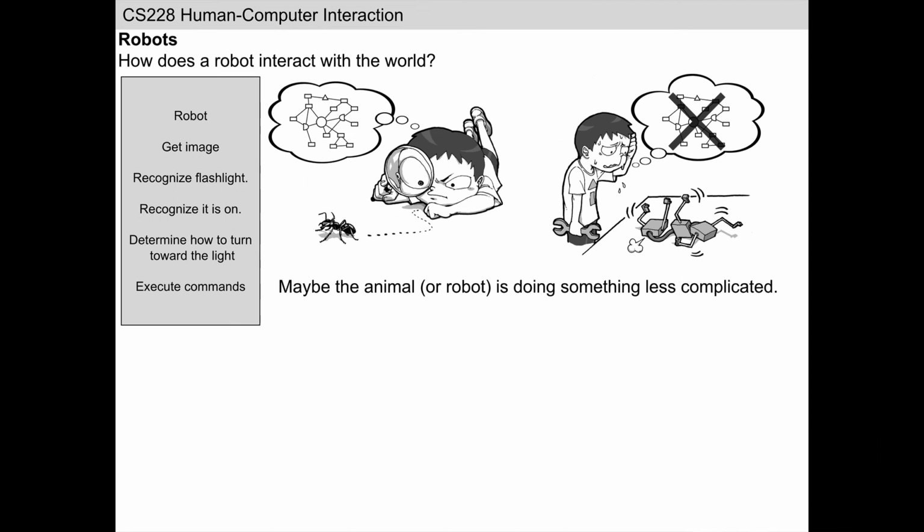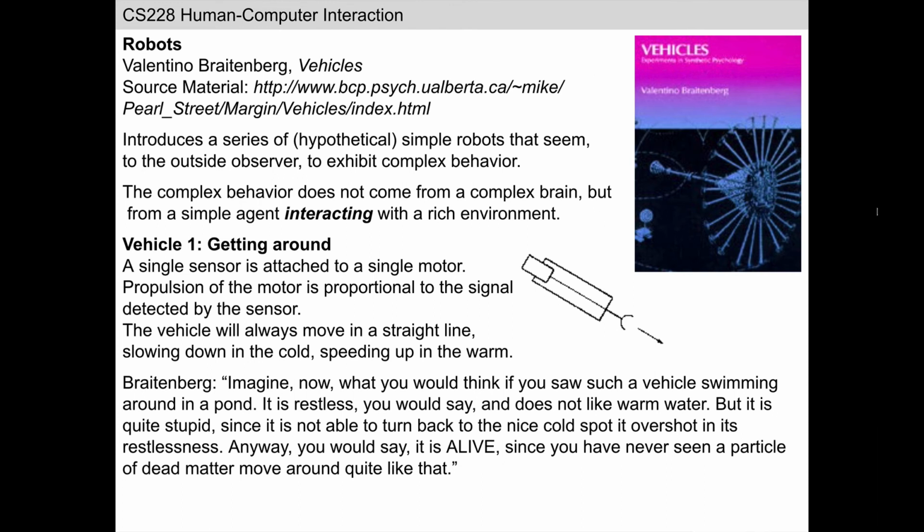I'm going to show you a series of hypothetical robots that are taken from a book by Valentino Breitenberg called Vehicles. Why is the book called Vehicles? Well, for most of us, vehicles connote an artificial machine, right? An autonomous car or something else. Breitenberg meant vehicles as a term that was meant to span animals and robots. So when we're talking about vehicles here, you can think about these as a hypothetical animal or a hypothetical robot.